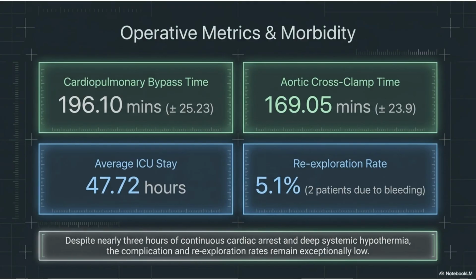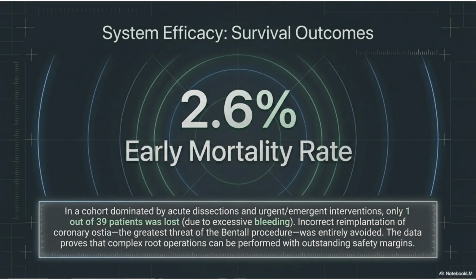The re-exploration rate was 5.1%, with 2 patients due to bleeding, demonstrating low complication rates. The early mortality rate was 2.6%. Only 1 patient was lost due to excessive bleeding in a cohort dominated by acute dissections and urgent interventions. This outcome supports that complex root operations can be performed with outstanding safety margins.